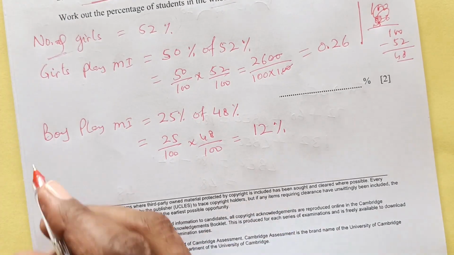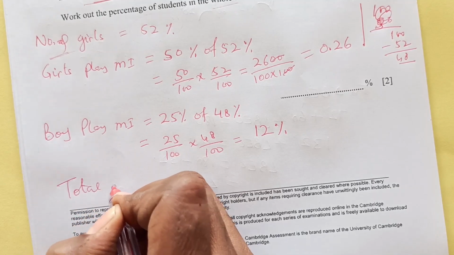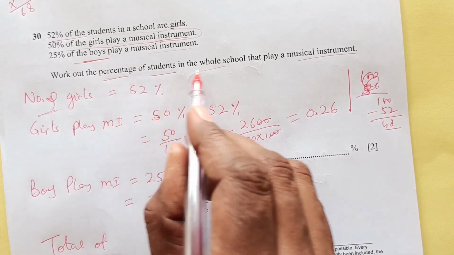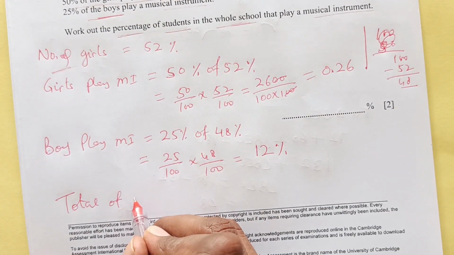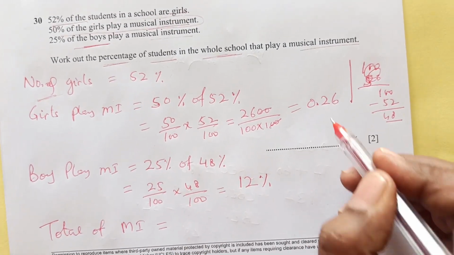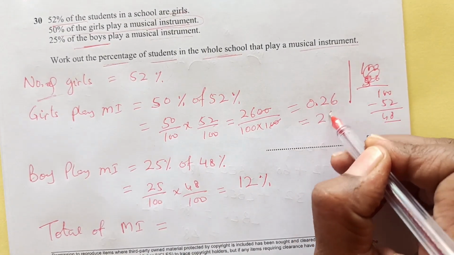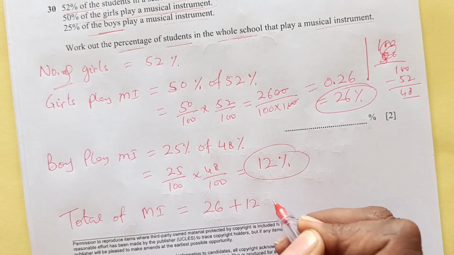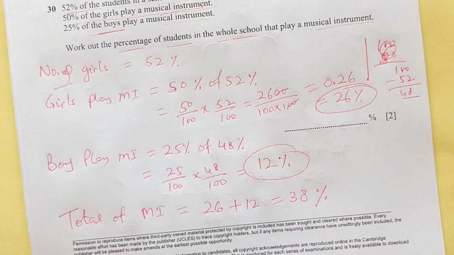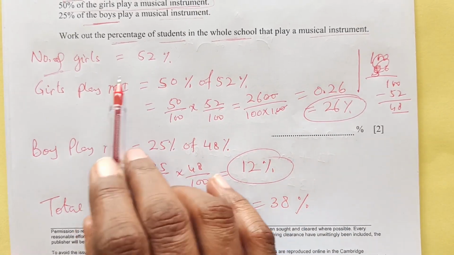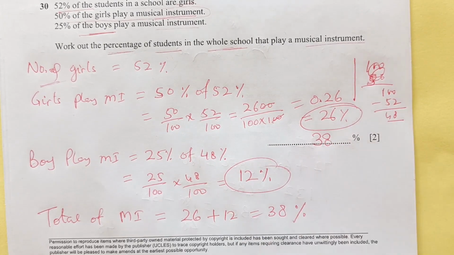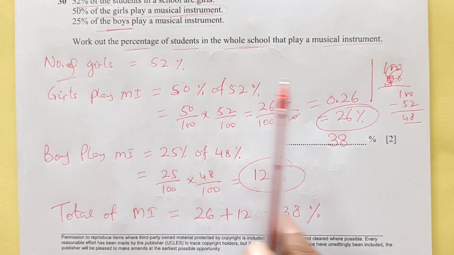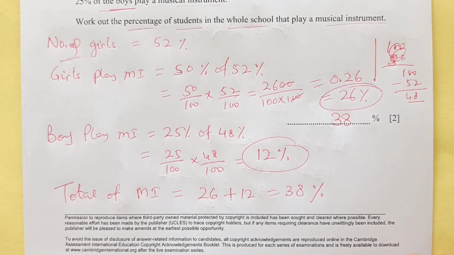So this is 12%. So now the total percentage of the students of the whole school who play a musical instrument: the girls were 26%, right, 26% and 12%. So 26 plus 12, that is 38%. So 38% of the students are playing a musical instrument. This is a bit tricky question. Go very slowly without panic, then you can get the answer. So this is how you are going to work it out.